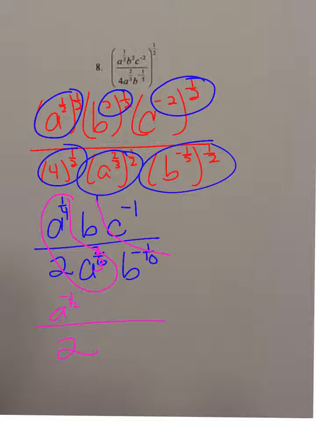And then I have b to the first divided by b to the negative 1/10. So it's 1 minus negative 1/10 is b to the 11 tenths. And then I have c to the negative 1. So I have to take my a and my c, put it into the denominator. So I get here b to the 11 tenths over 2a to the 1/12, c to the first.